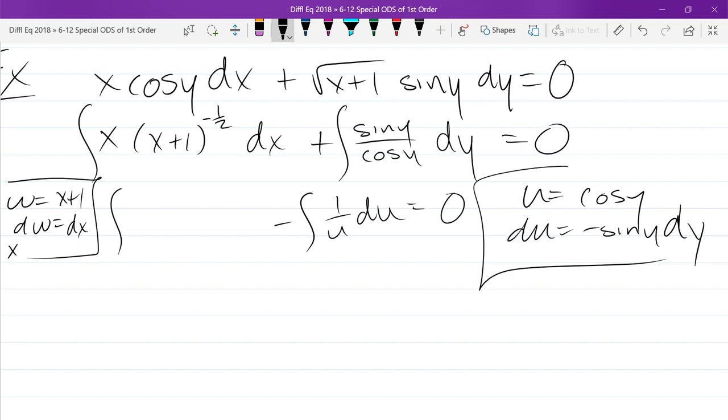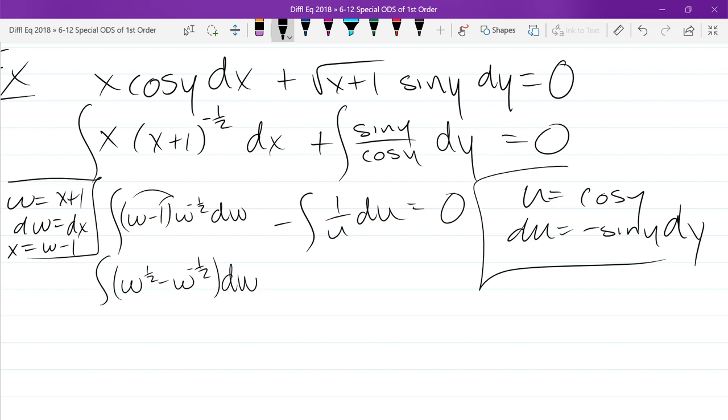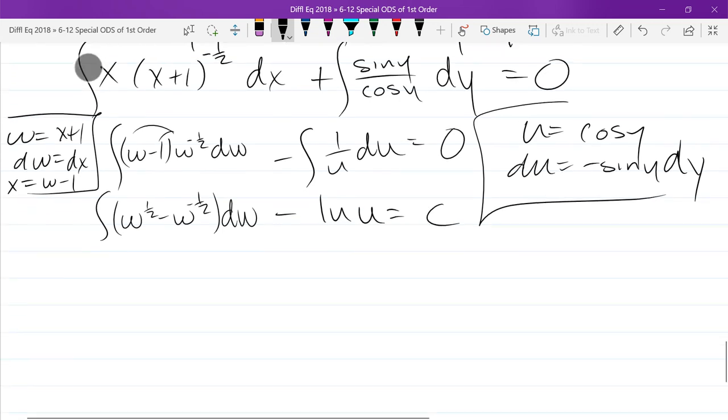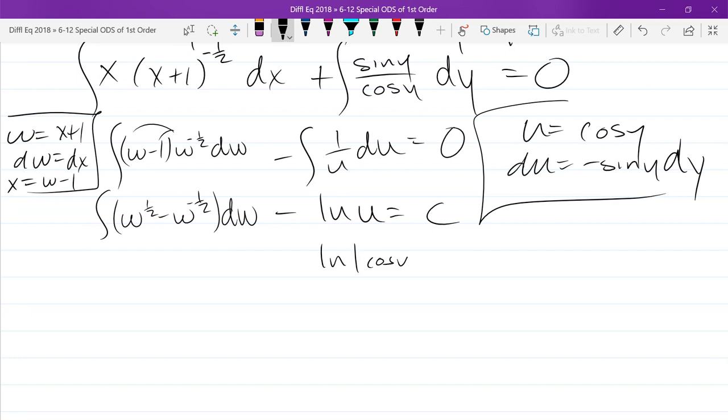So W is x plus 1, regular x is W minus 1. Now I'm going to distribute the square root of W across. So we have W to the positive 1 half power minus W to the negative 1 half power. And the second antiderivative, we can just do that one right now. It's ln u, our constant on the right side. So ln cos y. And then the antiderivative of the W's is W to the 3 halves times 2 thirds minus W to the 1 half times 2.